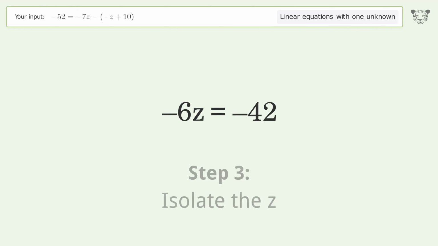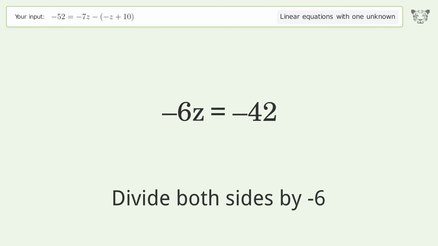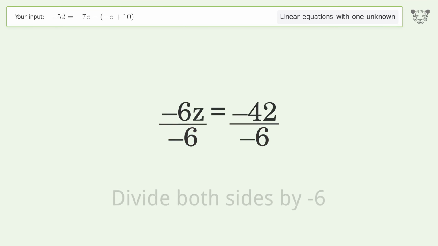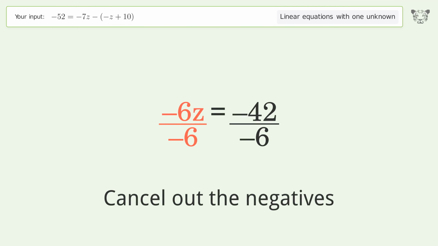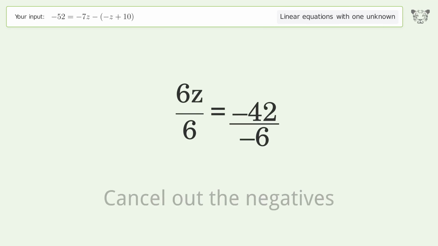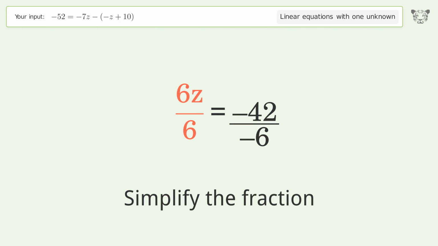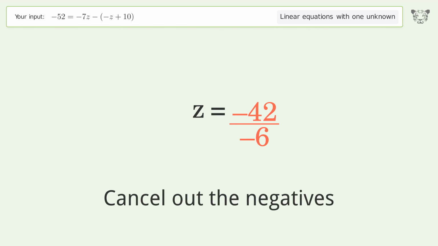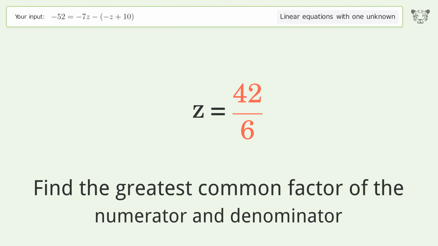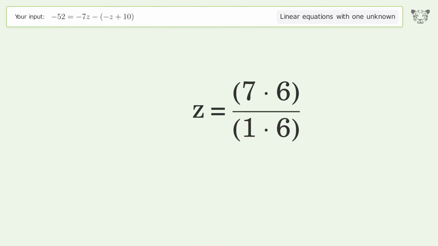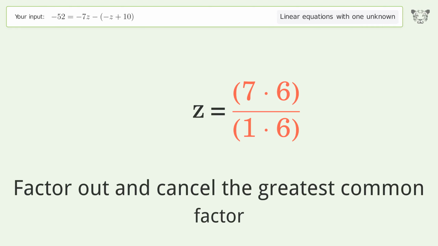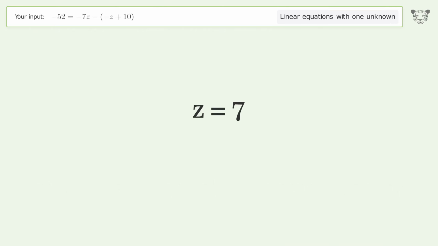Isolate the z. Divide both sides by -6. Cancel out the negatives. Simplify the fraction. Cancel out the negatives. Find the greatest common factor of the numerator and denominator. Factor out and cancel the greatest common factor. And so the final result is z equals 7.